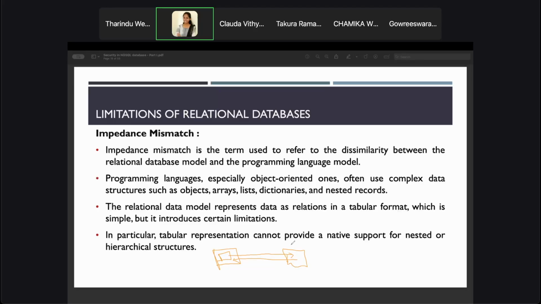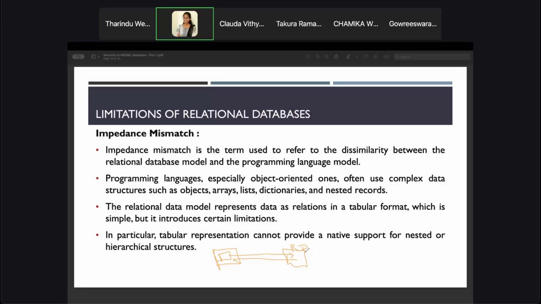But in your relational database, we cannot store such data. Naturally we cannot store such data. Can you store an object inside your relational database? Can we store a nested array inside the database? That is not possible, right? We have a flat tabular structure inside our relational database.